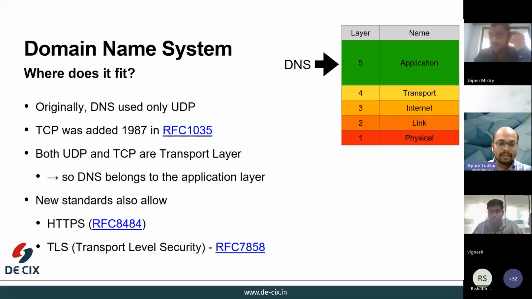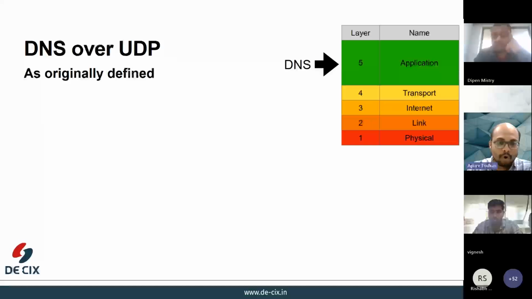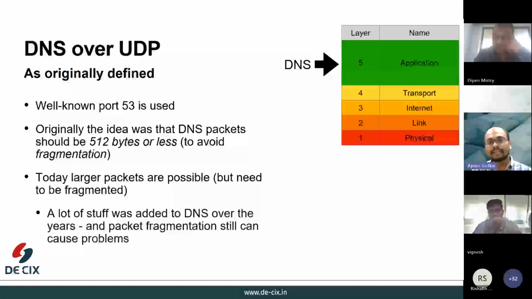So now let's focus on the principle of DNS, how it was originally defined. The principle of DNS starts with DNS over UDP, as it is originally defined. If you remember, we had the video about UDP, you will remember that UDP includes port numbers, wherein DNS uses a well-known port number of 53.